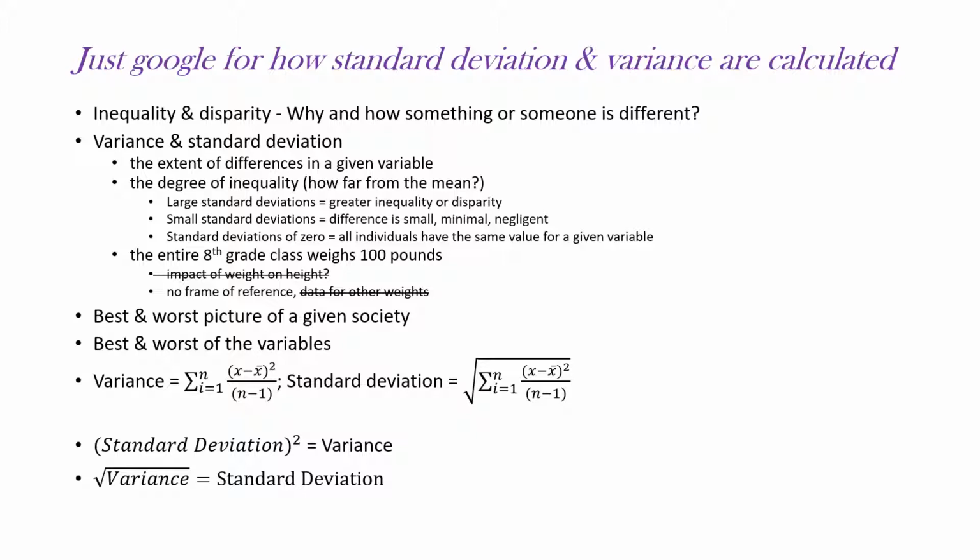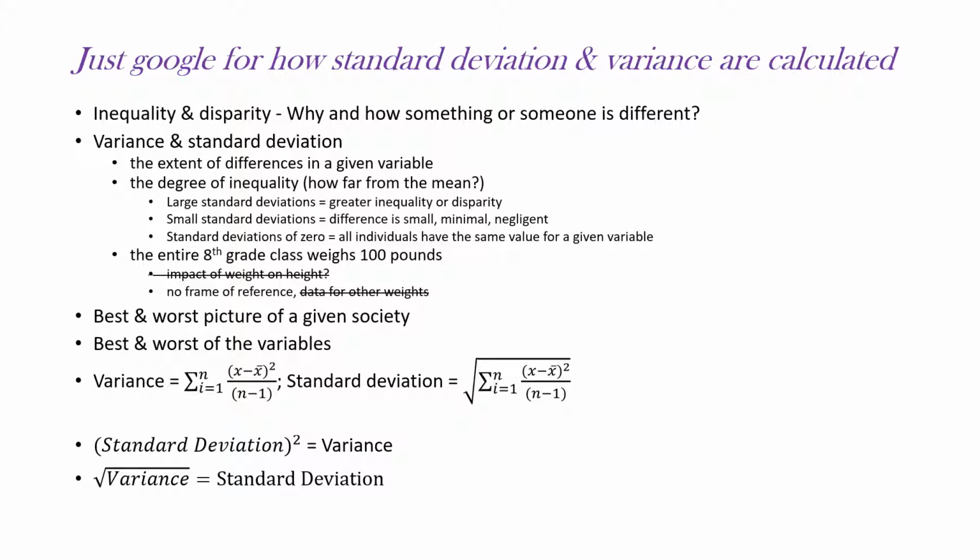For example, if the entire 8th grade class weighs 100 pounds, it would be impossible to test the impact of weight on height because there would be no frame of reference, as the data for other weights are not available. Because of that, we cannot draw conclusions about the impact of weight on height, and the statistical program would give us an error message if we tried to do so.